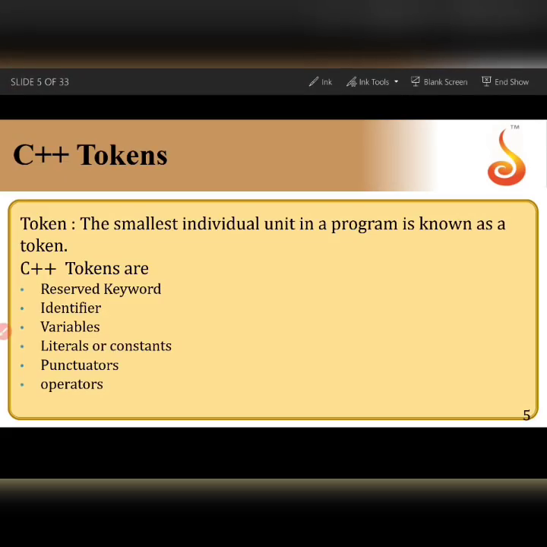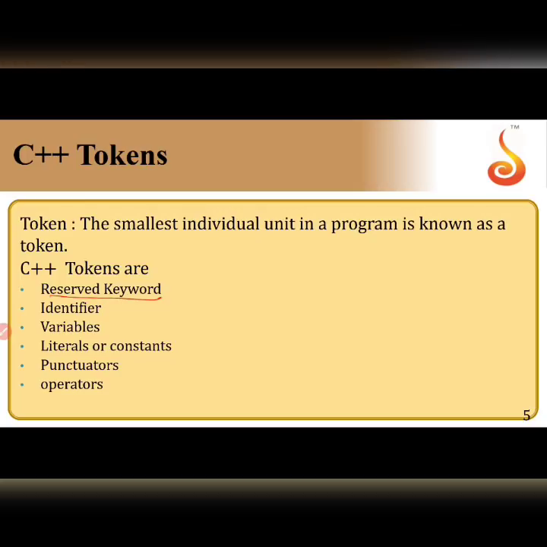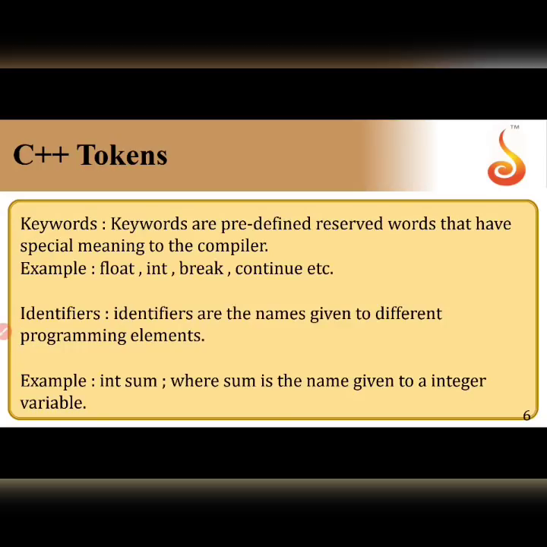Next is tokens. So, what is a token? The smallest individual unit in a program is called a token. Again, you have tokens of different types, such as reserved keywords, identifiers, variables, literals or constants, punctuators and operators. We'll study all this one by one. We'll start with keywords. So, what is a keyword?